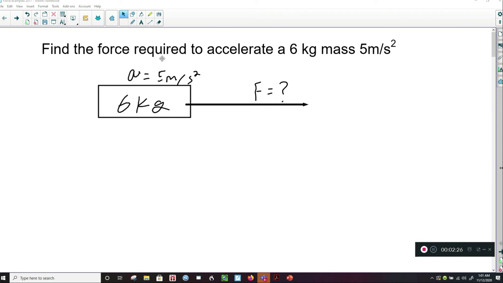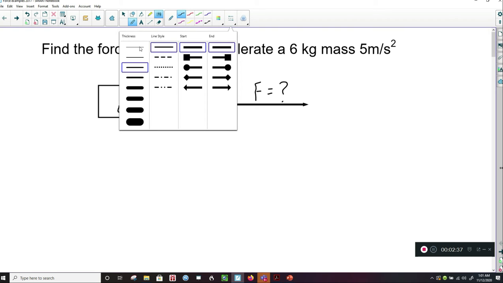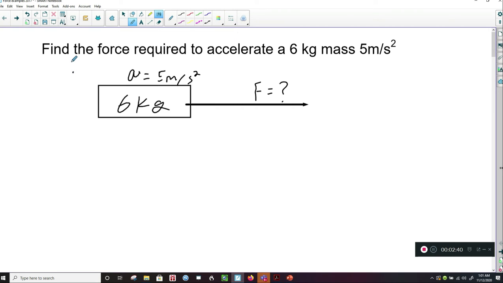Okay, now in this first example, it says find the force required to accelerate a 6 kilogram mass 5 meters per second squared. So let me show you how you should be thinking about it. As always, we want to write down our givens and unknowns, so we know what we've got. So what's given? Mass is equal to 6 kilograms. The acceleration is 5 meters per second squared. And we are looking for the force.